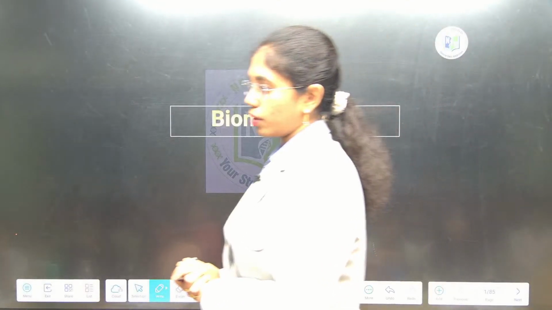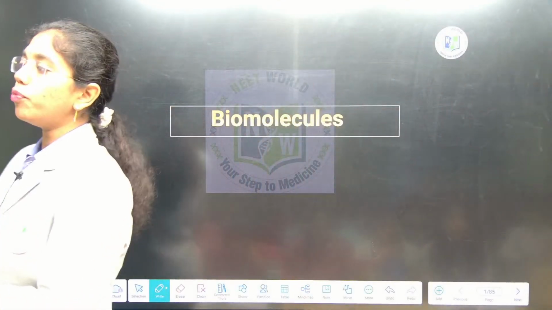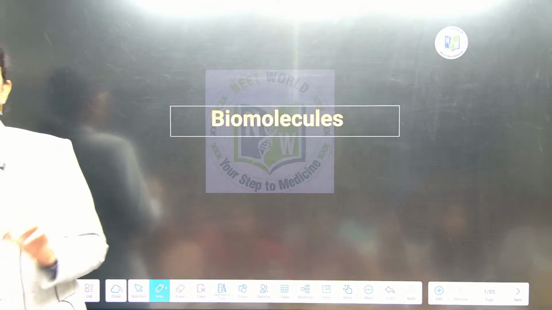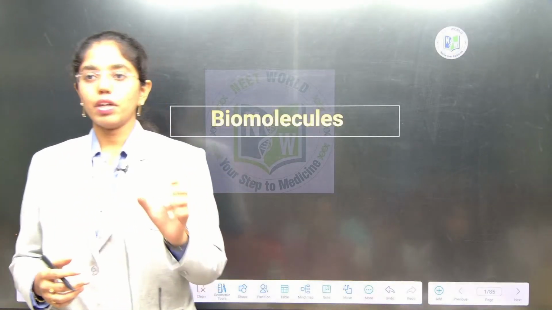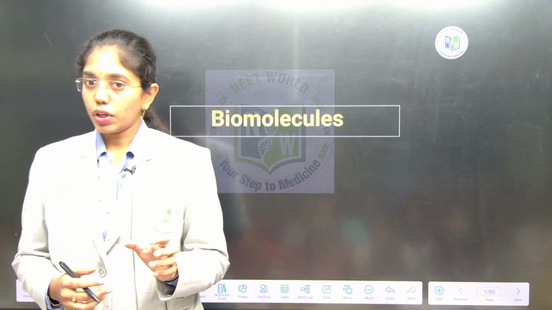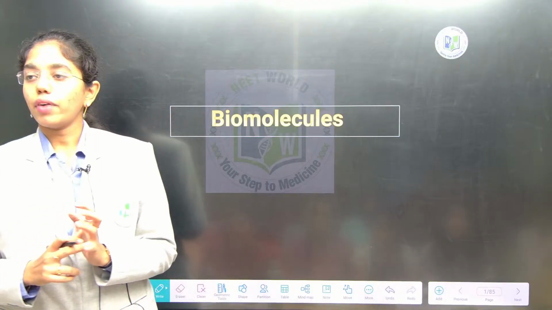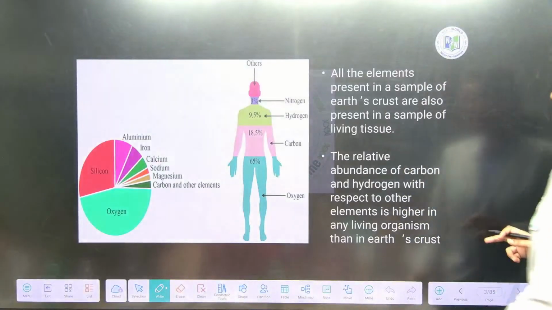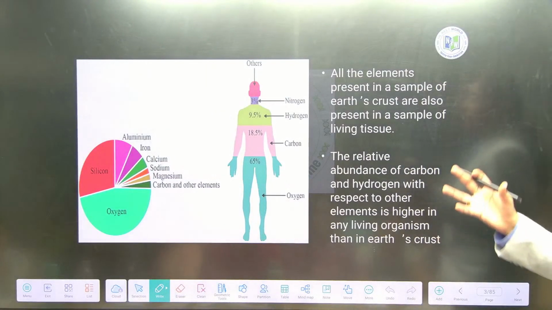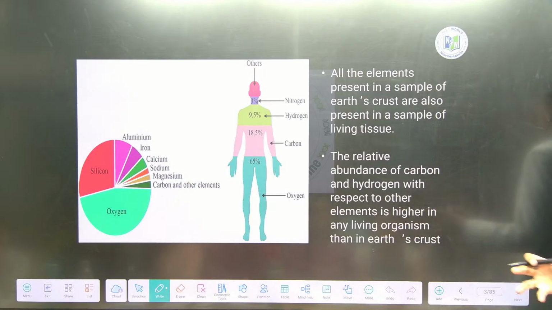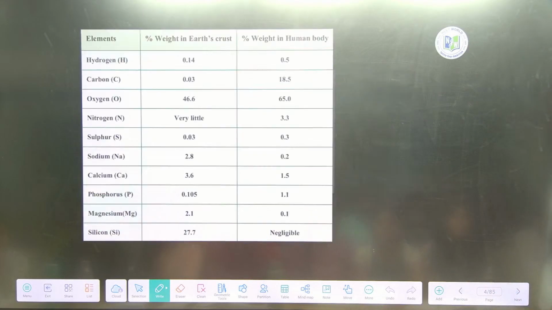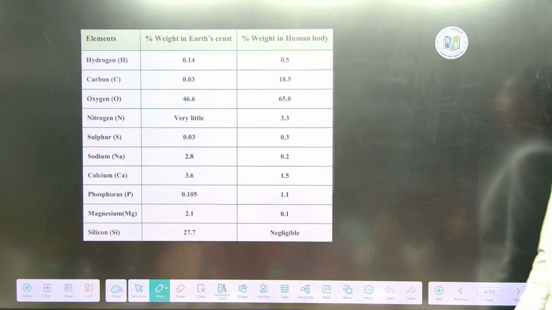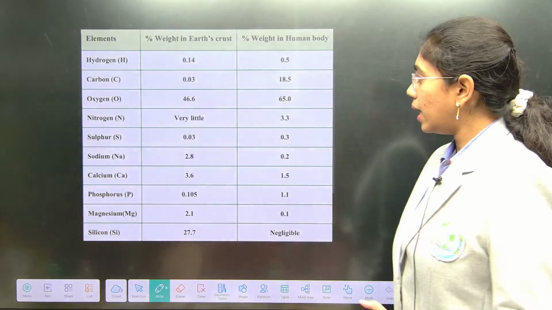From the biomolecules, firstly, we have covered what biomolecules are. Those are carbon compounds in the living organism, and then we have analyzed the elemental analysis, where we have observed the concentration or the percentage, the abundance of the elements that are present in the human body and in the earth crust.